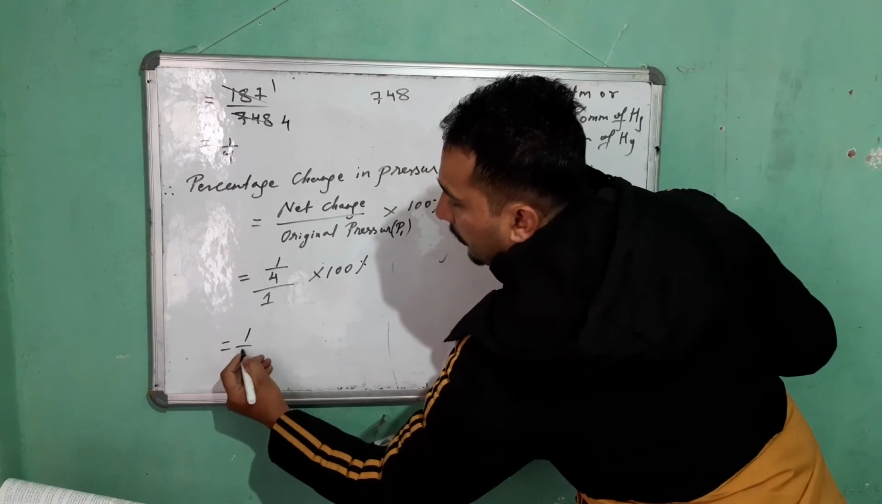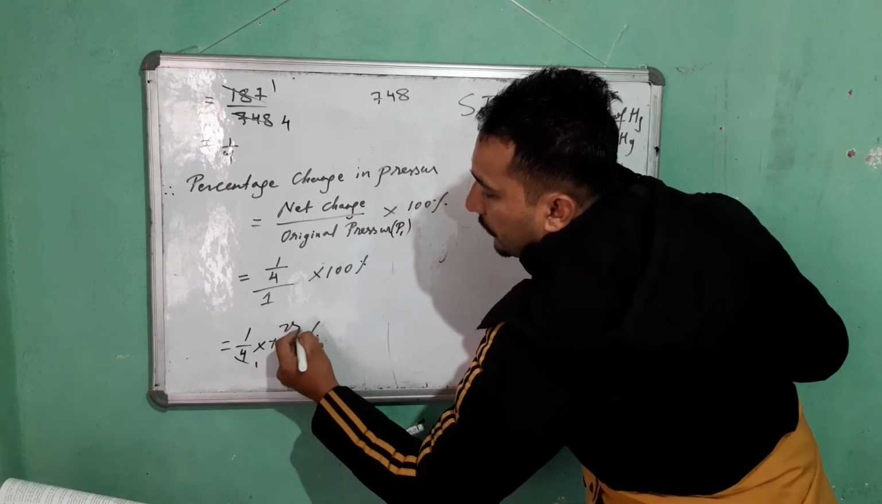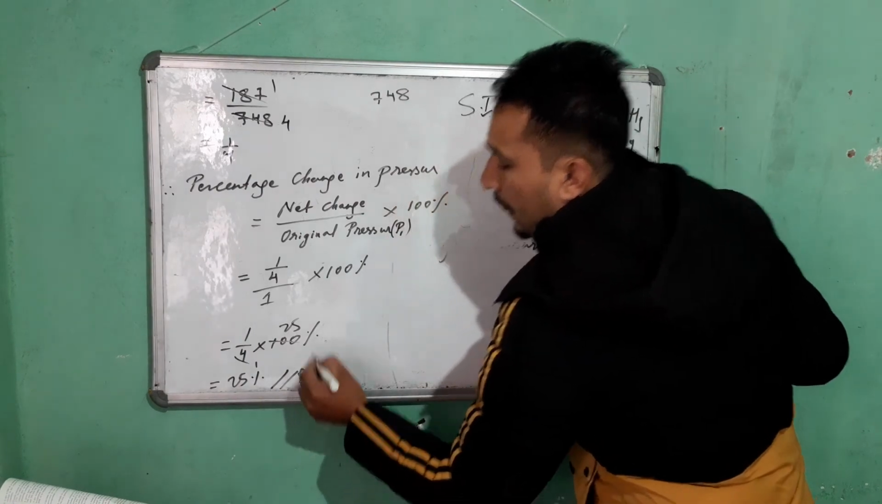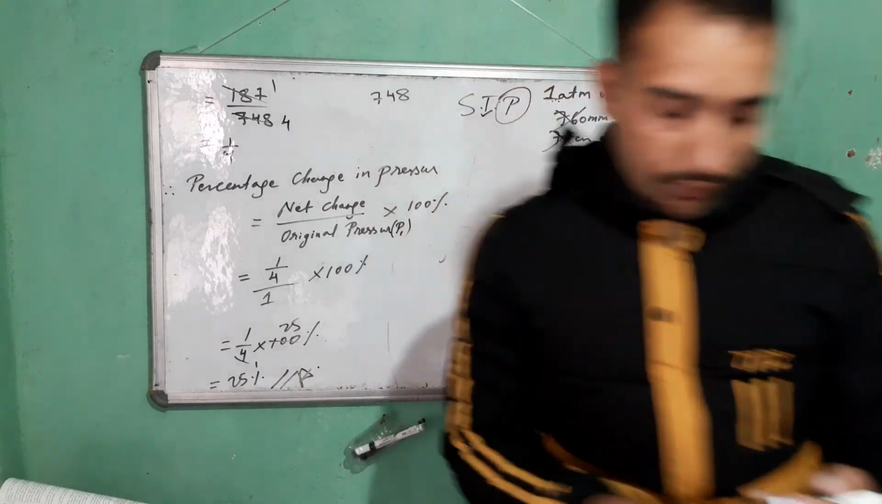This will be equals to 1 by 4 into 100%. 4 1s are 4, 4 25s are 100. So 25%. This is your answer. Net change in pressure is 25%.